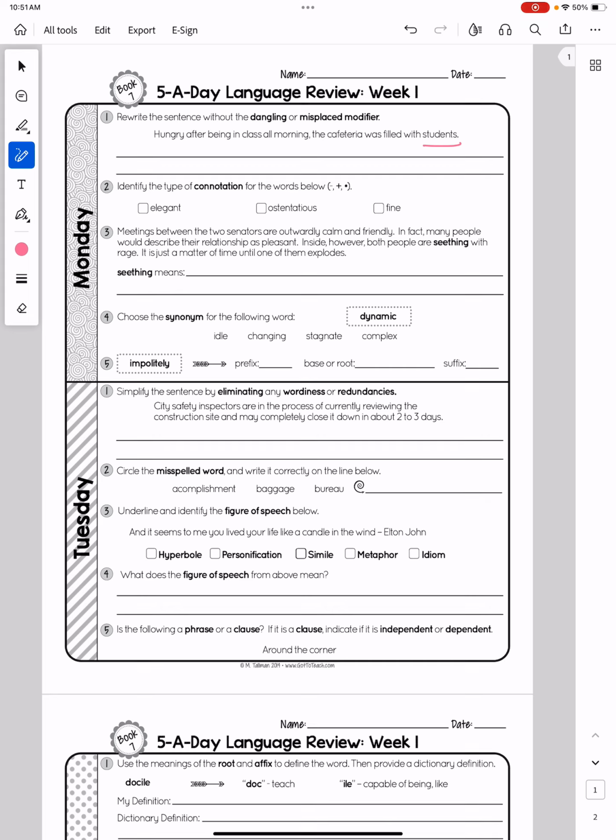So as you're reading this, or if you're a listener listening in real time, you're processing the information as "hungry after being in class all morning," and then the next thing you hit is the cafeteria. The cafeteria was filled with students. So you have that moment where you're just like, wait a minute. And you can quickly unpack this and fix it and make sense of it as a native English speaker.